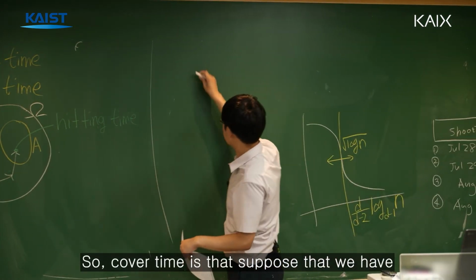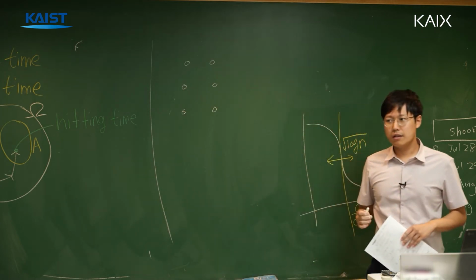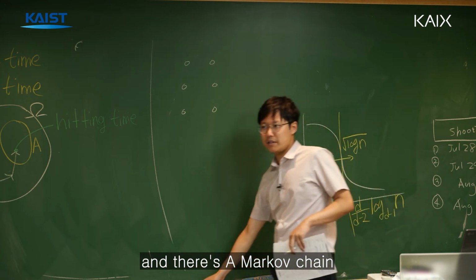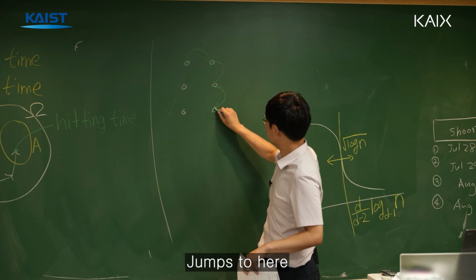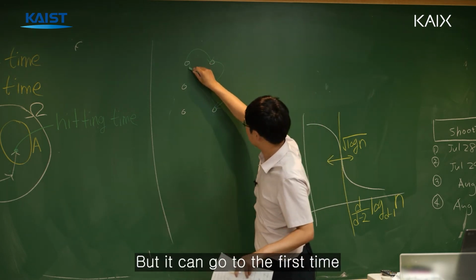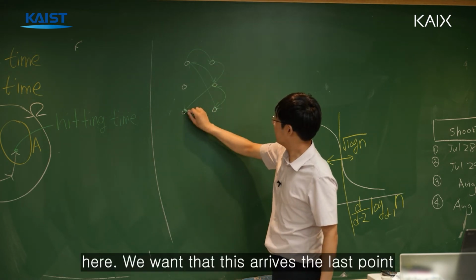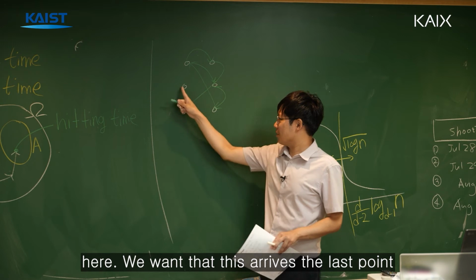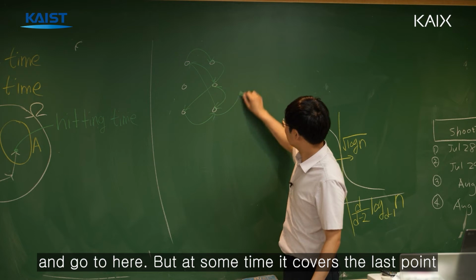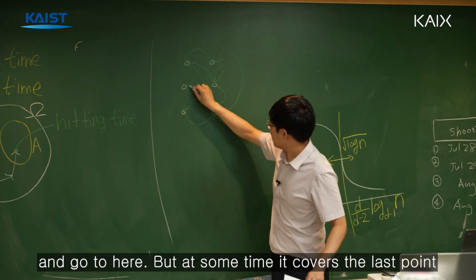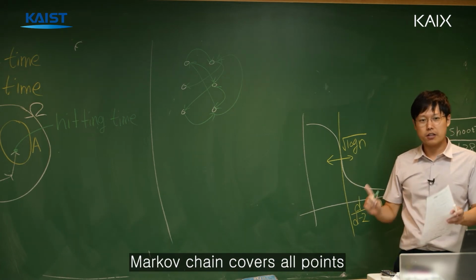Cover time means that suppose we have six states, and there's a Markov chain that jumps to here, here, here. It can go to the first point again, right? This is possible, and go here, here. We want it to arrive at the last point, but it may go back to here, and go to here, but at some time it covers the last point, right? So cover time is the first time that the Markov chain covers all points.